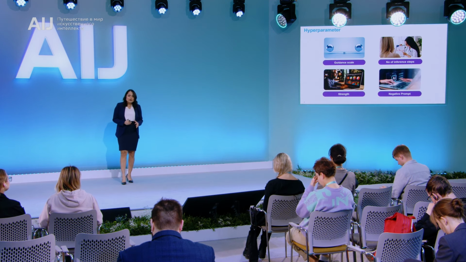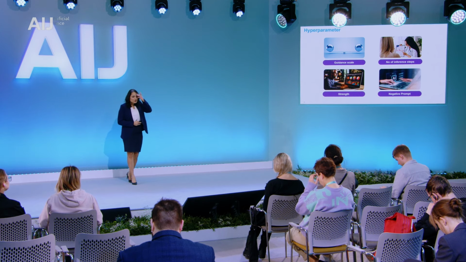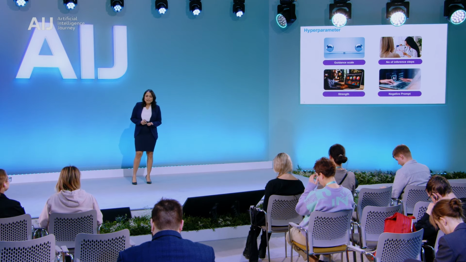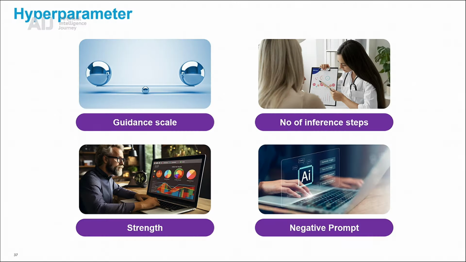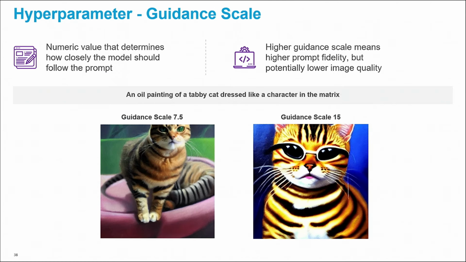Now there are some parameters which are very, very important when we talk about diffusion models. The 4 parameters which are very important are, first, your guidance scale. Guidance scale is basically a value which determines how closely the model should follow the prompt. The prompt is the instruction. Like over here, I'm saying an oil painting of a tabby cat dressed like a character in the Matrix.